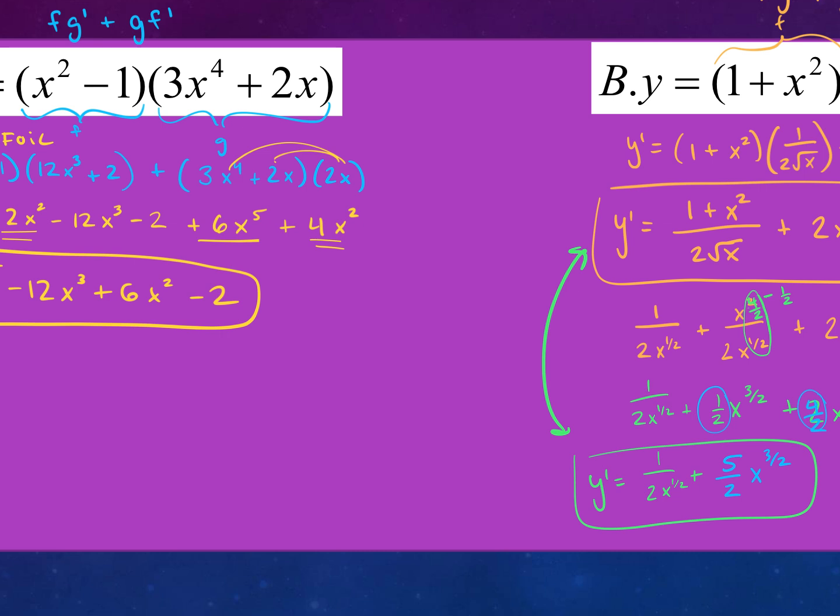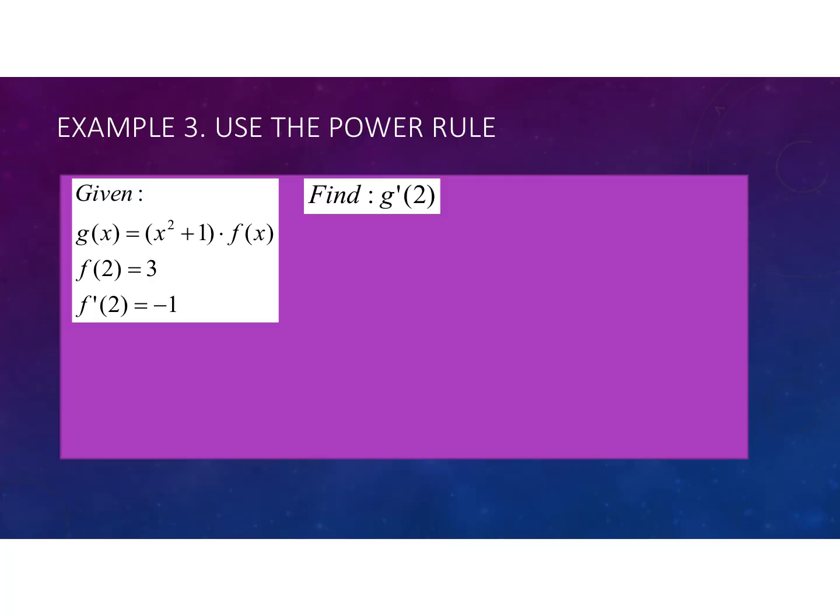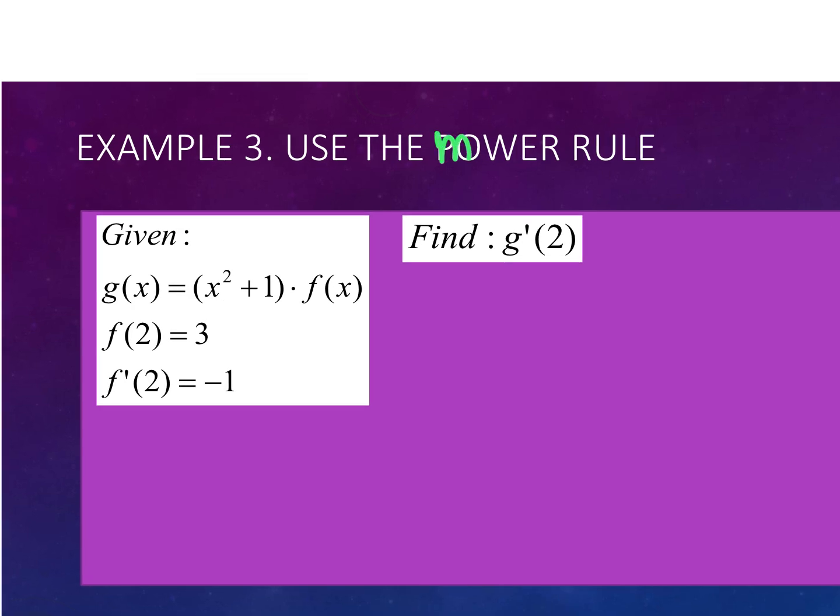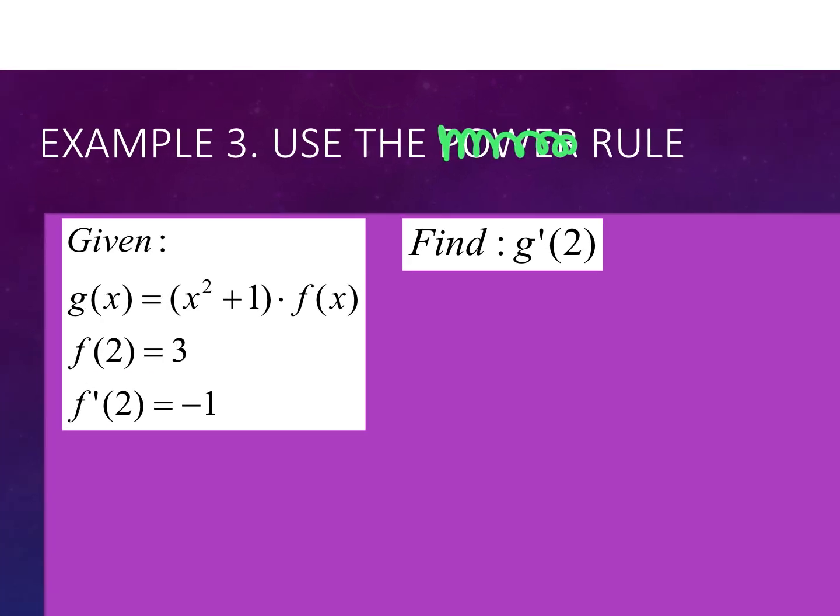Any questions here? All right, let's do example 3. So here we're going to use the product rule. This should say product.